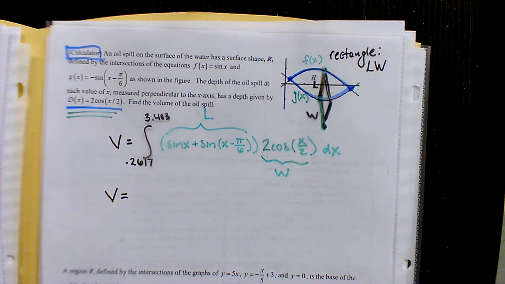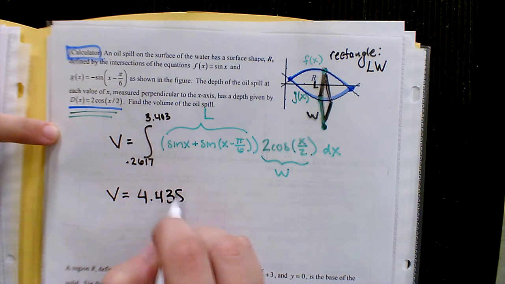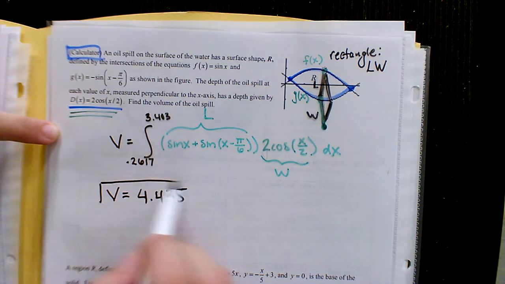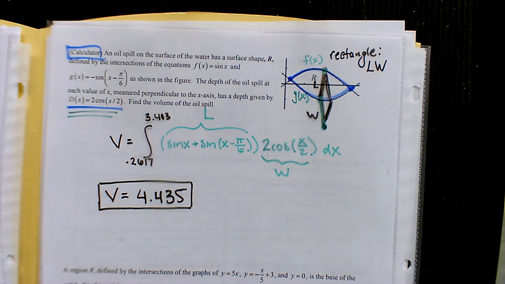Any takers? What do you think, Cameron? 4.435. Now we don't know if this is cubic feet, cubic meters. They don't really give us a unit, but nonetheless it represents a volume.